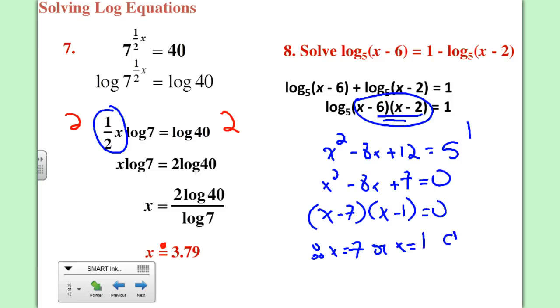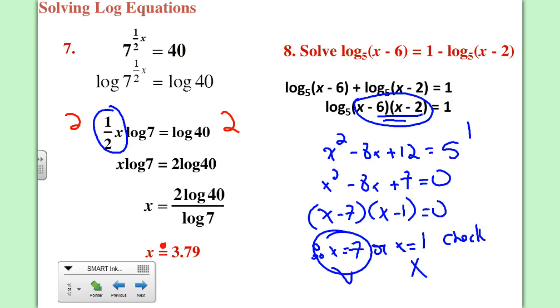But we need to check. So you could think about your domain, your restrictions. But I can simply look and say, well, if I plug in 7, I am good. Plug in to check. If I plug in 1, that's not going to work. So my final answer is going to be x equals 7.